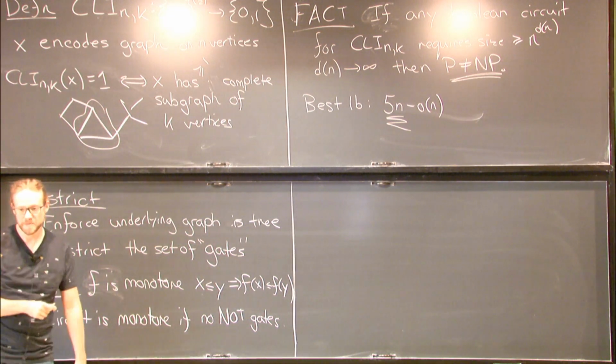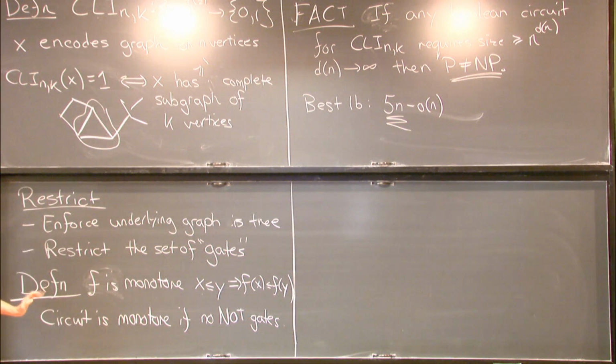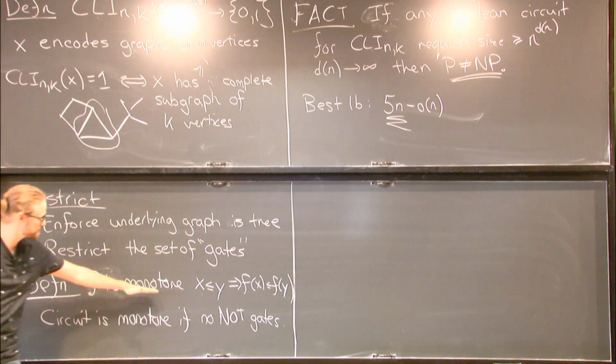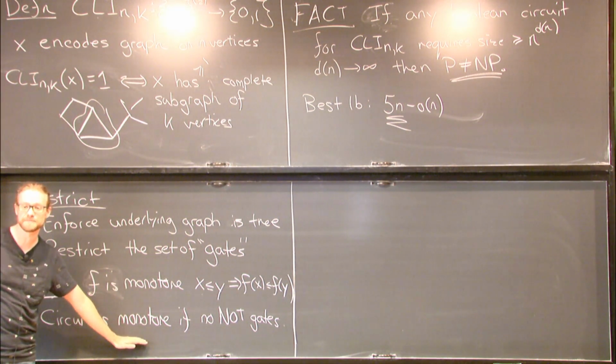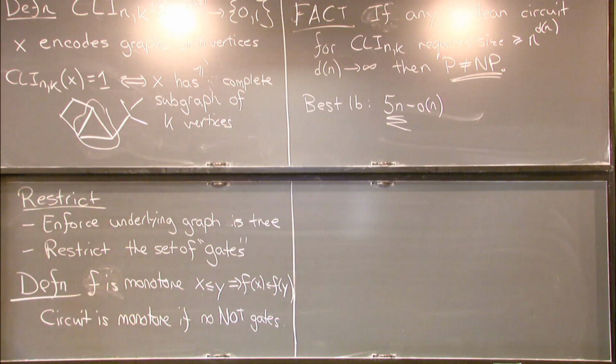Could the gate have more than two variables or not? It could have many variables. Still reducible to AND and OR, yeah. Oh, absolutely. Every monotone function is computable by a monotone circuit. AND and OR is a complete basis for monotone functions.